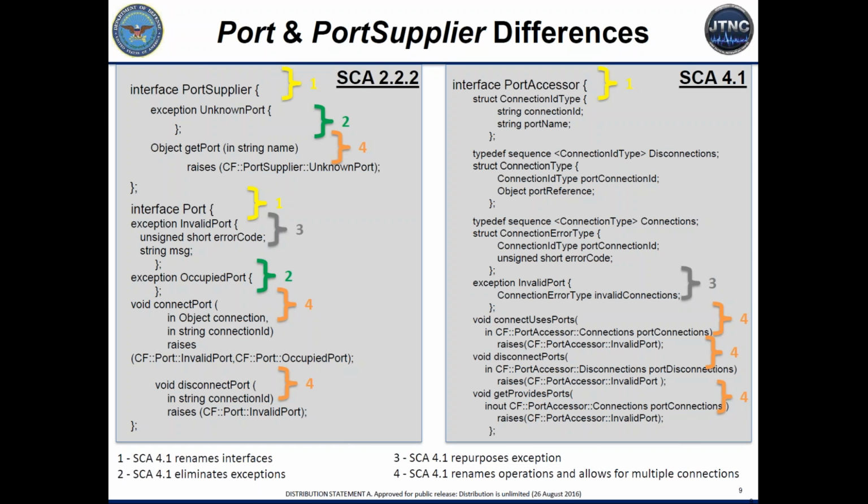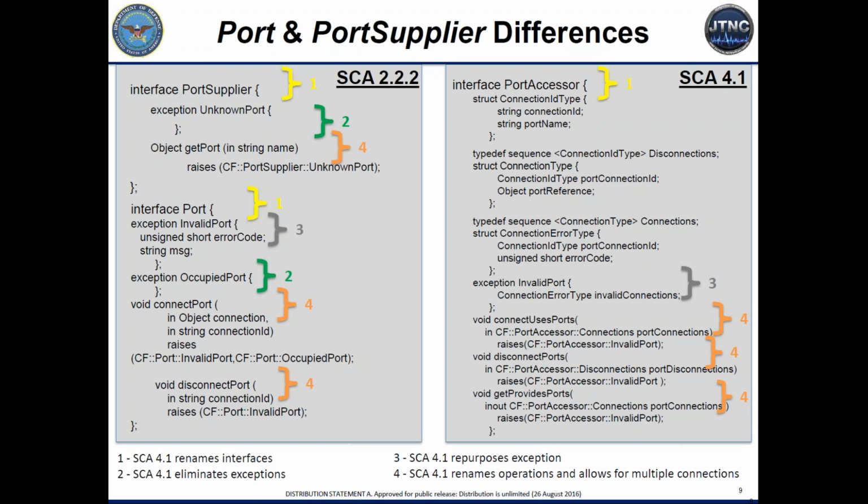222 had a connect port or a get port. Everything was done in a singular atomic fashion. I have to get one port from this component. Now we're able to use one operation and reduce that chattiness that goes between the framework and the individual components, because we can leverage the operation to do multiple steps within the same call.